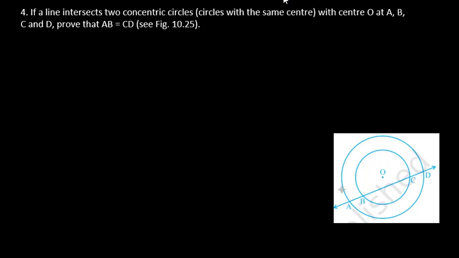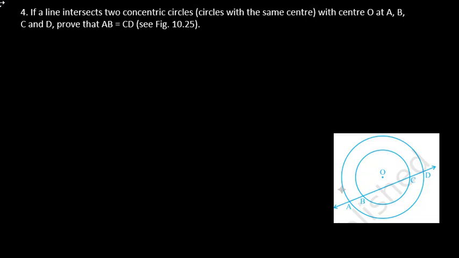Now the fourth problem: if a line intersects two concentric circles, with the same center O, at A, B, C and D, prove that AB is equal to CD. So we have to prove that this part AB is equal to this part CD. So what we do here, we will draw a construction. We will draw a perpendicular from O to AB.